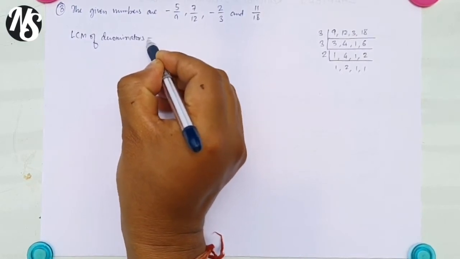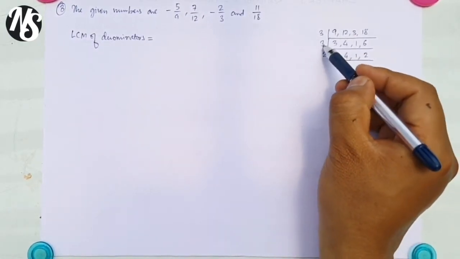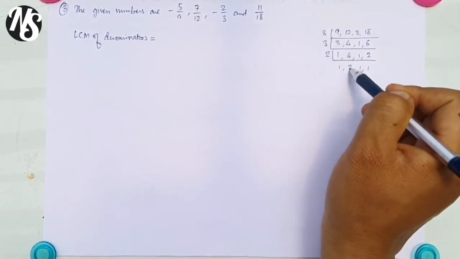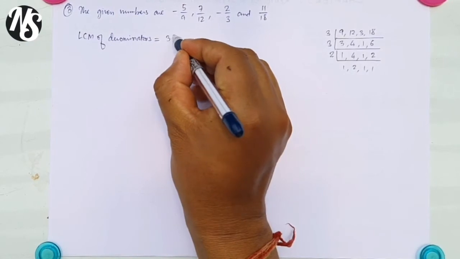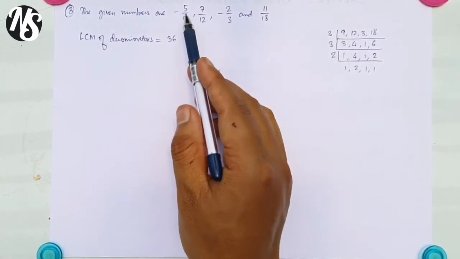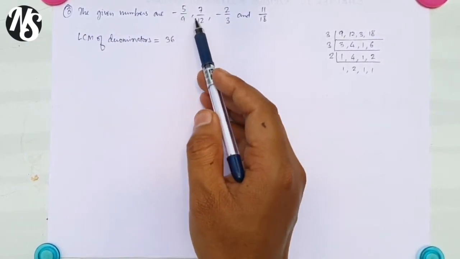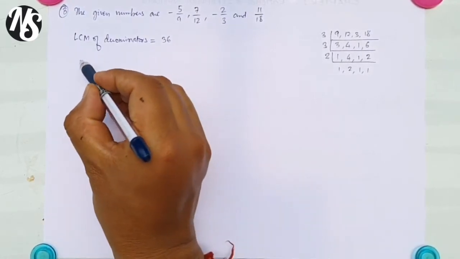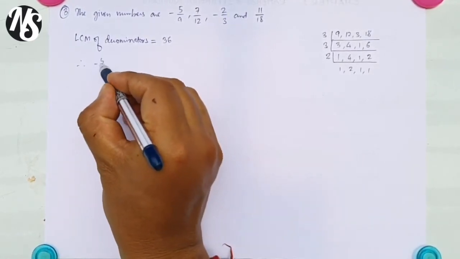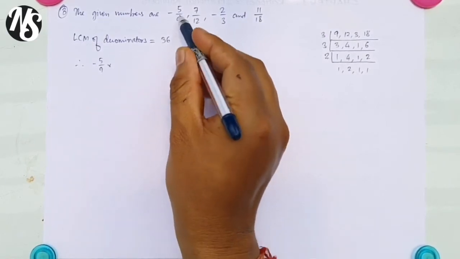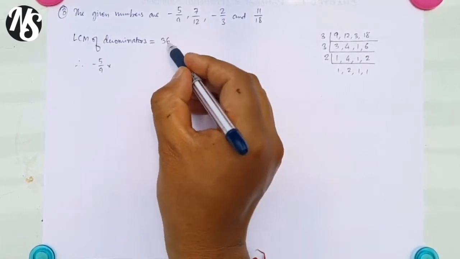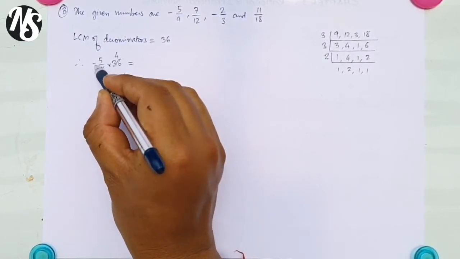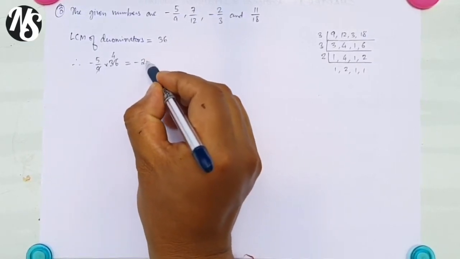So let's see what's the LCM. We have 3 into 3, 9 into 2, 18 into 2 is 36. So LCM is 36. Now we'll multiply each and every rational number by the LCM. So we have minus 5 by 9 into the LCM. 9 fours are 36, so minus 5 into 4 is minus 20.